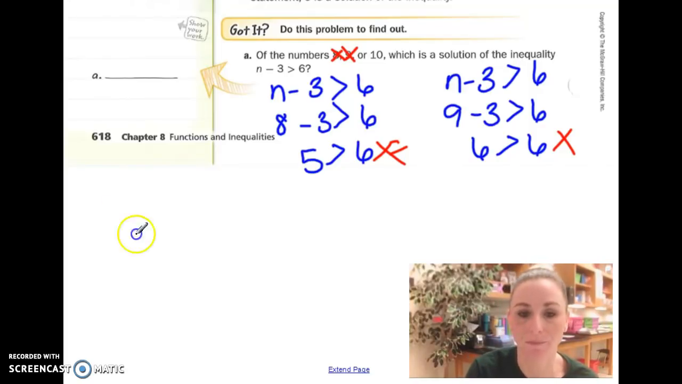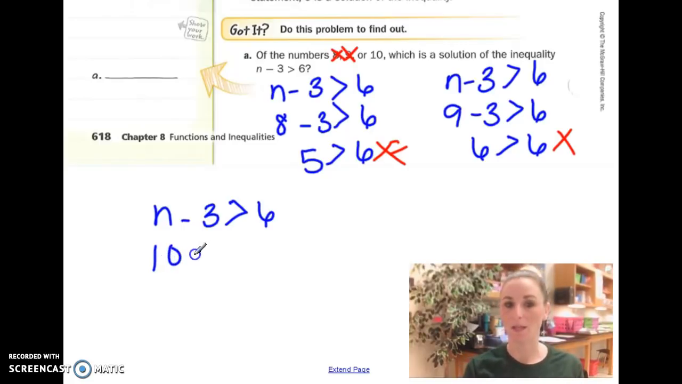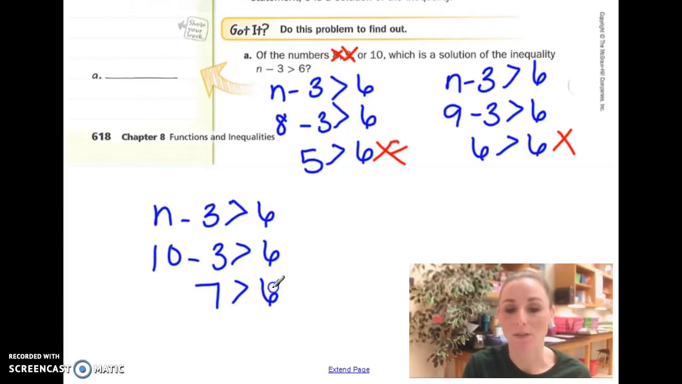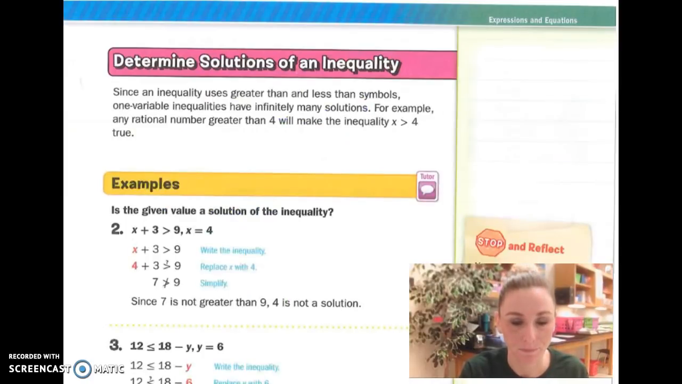So let's try it with 10. Go back to our original problem. N, oops, not plus 3. My bad. N minus 3 is greater than 6. Our n is getting replaced with 10. 10 minus 3 is 7, is greater than 6. Is 7 greater than 6? Yes. This one is correct. So our answer here would be 10, because that was the number that worked in the solution. Let's take a look at the next page.